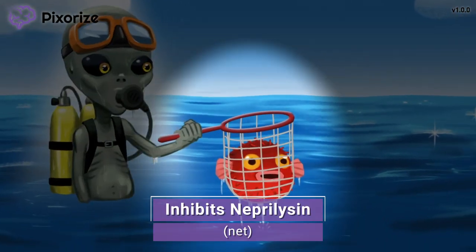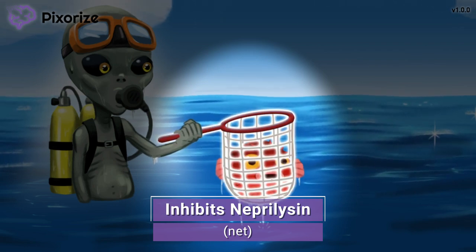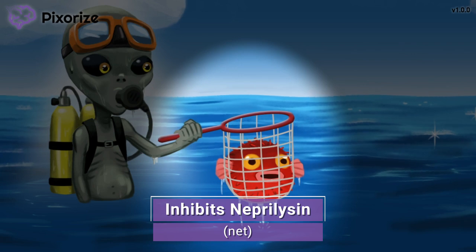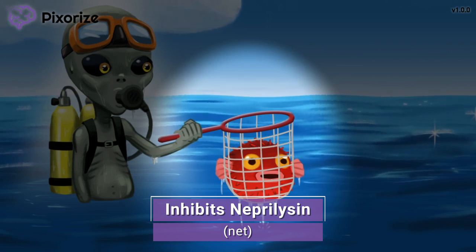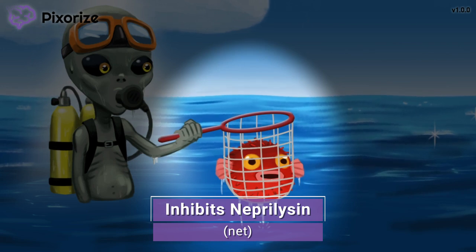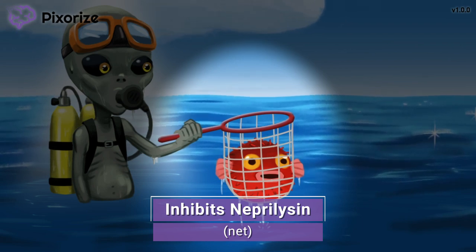This alien has wasted no time to gather specimens for analysis. See the little net in his hand? Yep, this net is here to help you remember neprilysin. Neprilysin, get it? Neprilysin is an enzyme that breaks down peptide hormones including ANP and BNP. Just like a net inhibits whatever it catches, sacubitril inhibits neprilysin. So by inhibiting neprilysin, sacubitril increases ANP, BNP, and angiotensin II levels by preventing the breakdown.